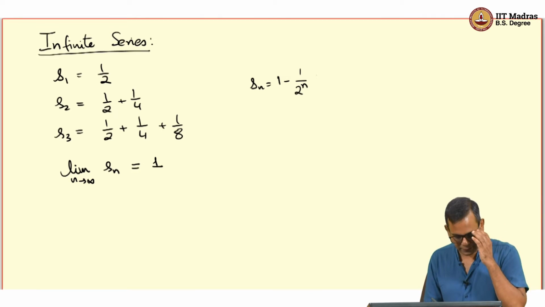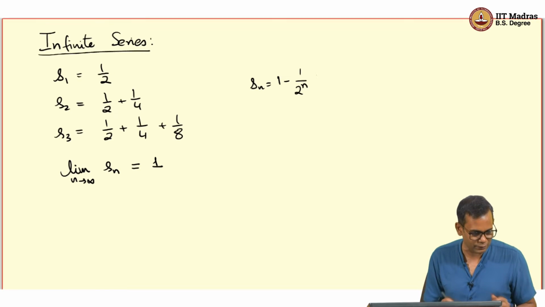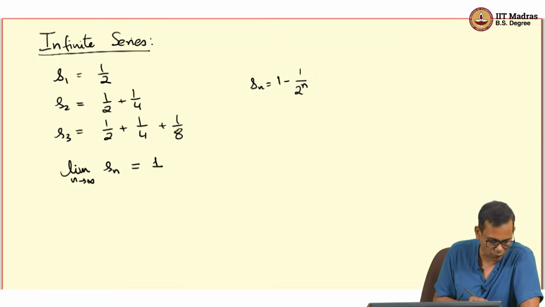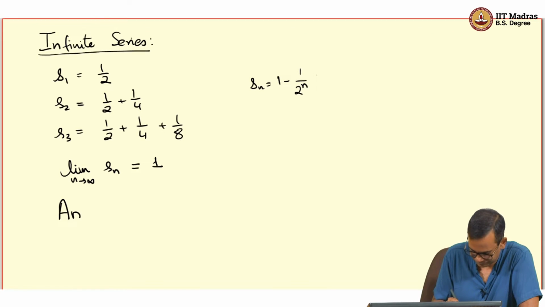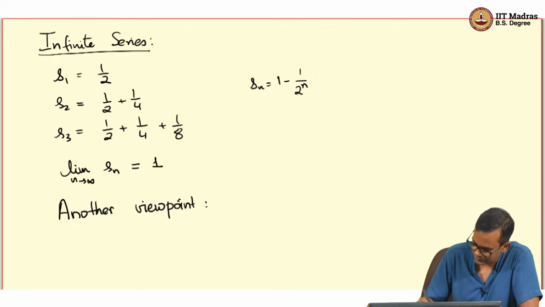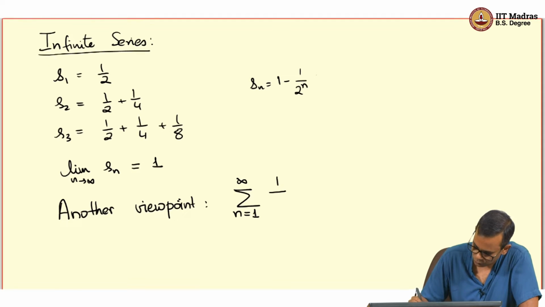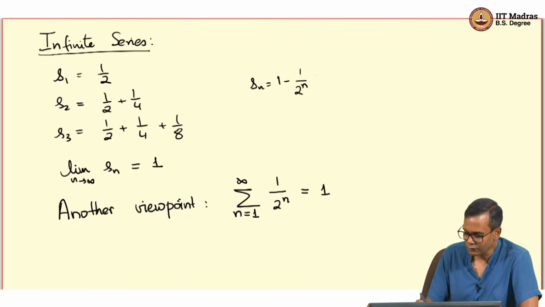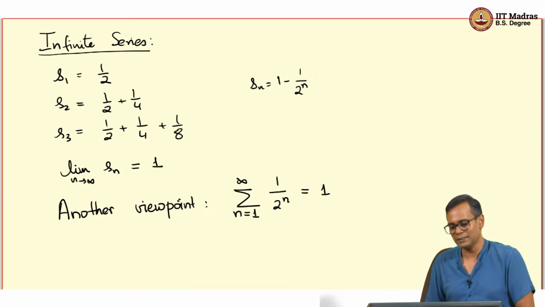So here we have stated this as the limit of a sequence, but we can also rephrase it in terms of an infinite sum. So another viewpoint is that summation n goes from 1 to infinity 1 over 2 to the power n is equal to 1. So what we have here on the left is an infinite sum.